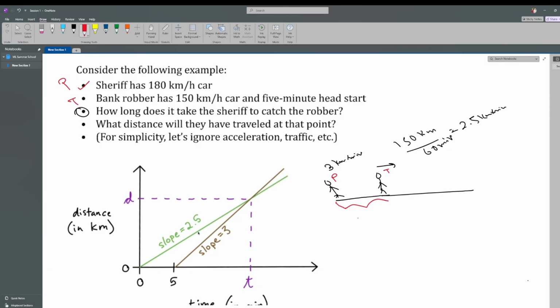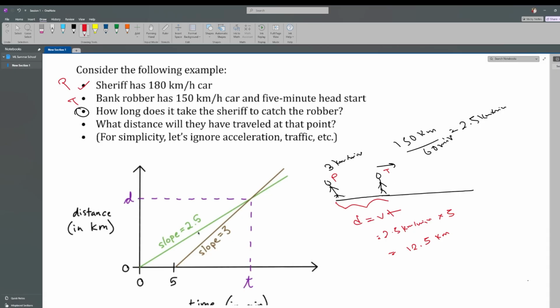So let's find the distance. We know d equals vt: distance equals velocity or speed multiplied by time. The speed was 2.5 kilometers per minute, and the time is 5 minutes, which gives 12.5 kilometers. This is the distance, 12.5 kilometers.